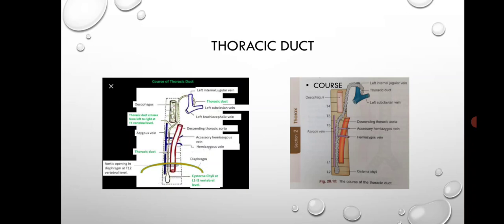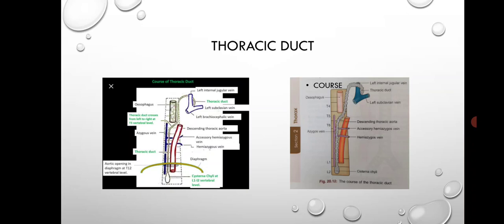Then what about the lymphatic system? The lymphatic system carries tissue fluid. Whatever tissue fluid is formed may consist of waste material, toxins, bacteria and viruses. That is the lymphatic fluid. The lymphatic system consists of lymphatic vessels and lymph nodes. You have seen the lymph node also. All this together forms the lymphatic system.